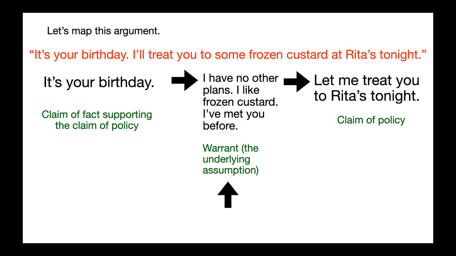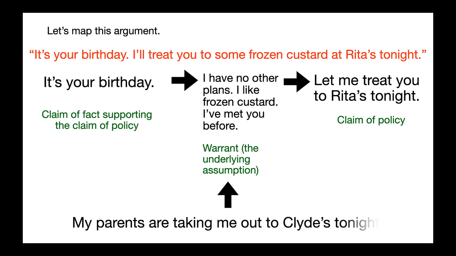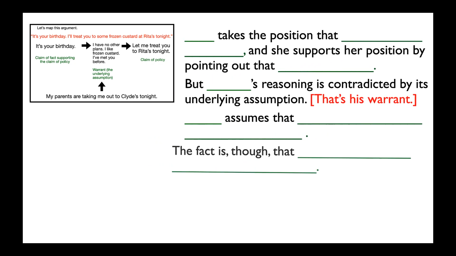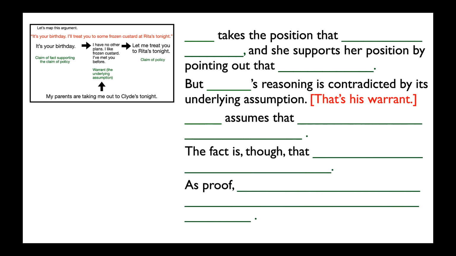So I'm just going to choose one of those. I'm going to choose the I have no other plans. My parents are taking me out to Clyde's tonight. So let's practice taking this map and turning it into a paragraph using our template. So we'll put the template up here that we used with the taking out the trash argument. And pause the video and write in what you'd put in each blank if you'd care to. Be good practice. Okay, you're back. Let's see how this might work.